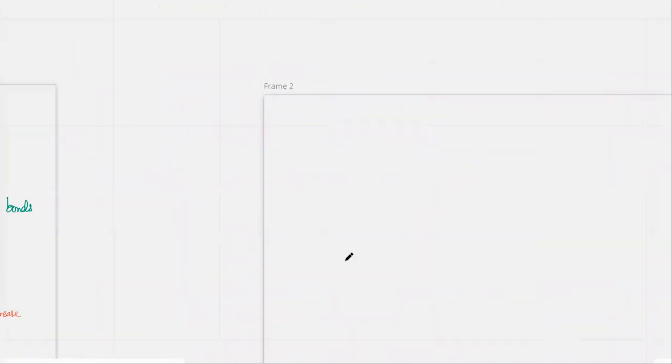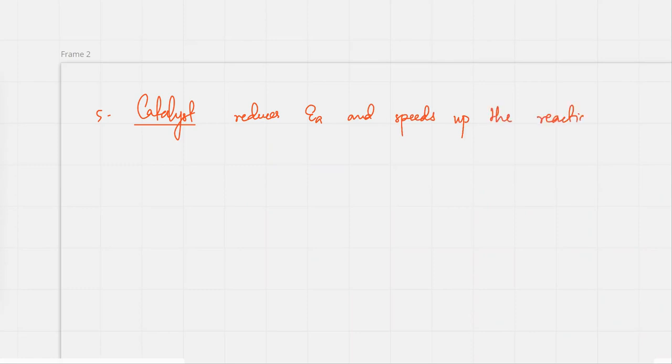Now the last one, let's talk about the fifth one, which is a catalyst. Okay, let's talk about that in a bit more detail. So what does a catalyst do? A catalyst reduces activation energy and speeds up the reaction, and in the process remains unchanged. It does not change itself.